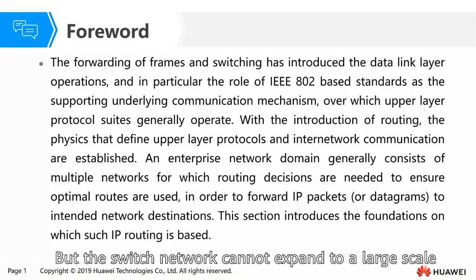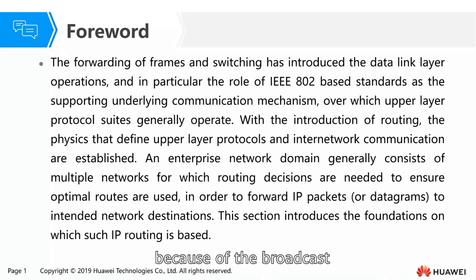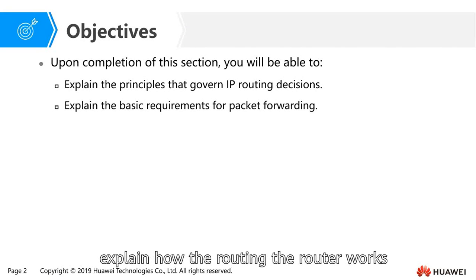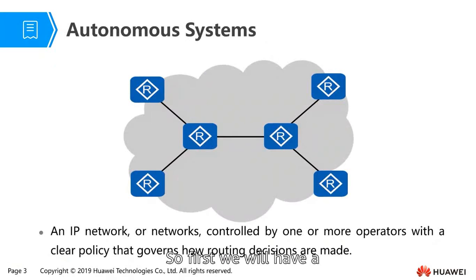But the switch network cannot expand to a large scale because of the broadcast. So if the network grows, we need a layer 3 network. We need to introduce the router. In this chapter, we will introduce the concept of IP routing and then explain how the router works. So first we will cover the basic concept of the routed network.